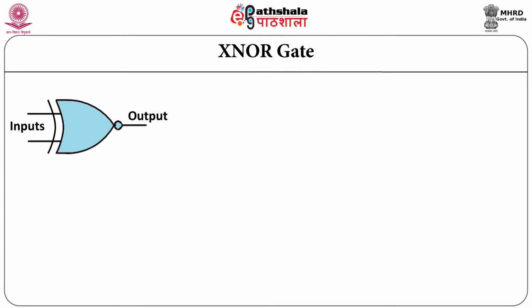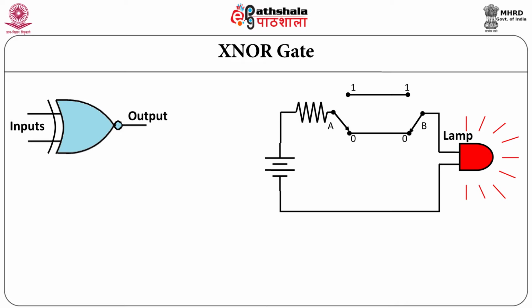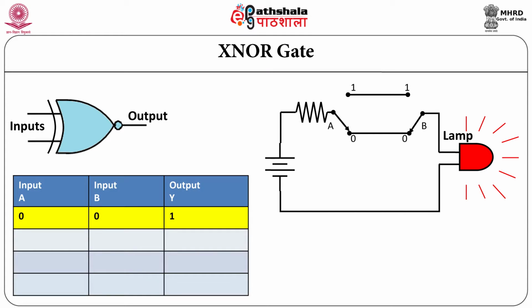Let us now study the truth table of the XNOR gate, that is exclusive NOR gate. This gate is basically designed to compare the two inputs. The output of the XNOR gate is high when both the inputs are low. In the switch analogy, the XNOR gate can be constructed using a battery, lamp, resistor and cross connected switches. The lamp is on when both the switches are open.